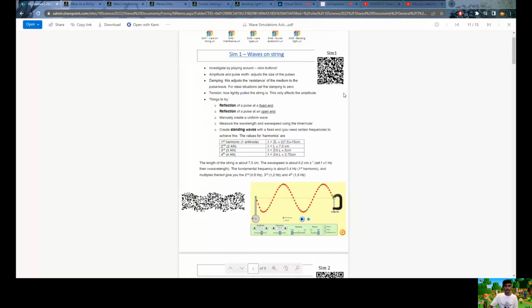So in your team, there's a document that has some instructions on a couple of simulations I'd like you to try out, which I'm going to do a short demonstration about how you'd be going about doing that. All right, so this is roughly what the guide looks like.